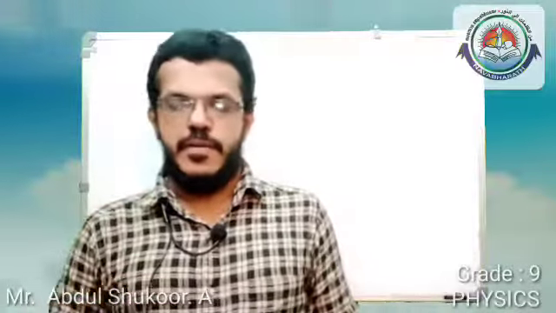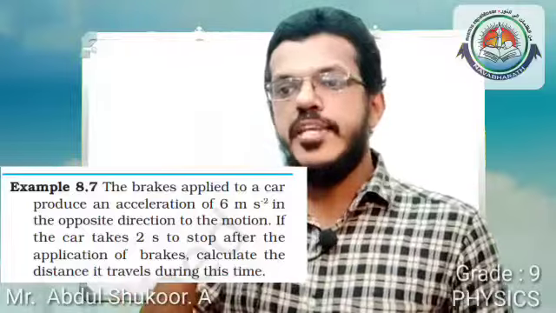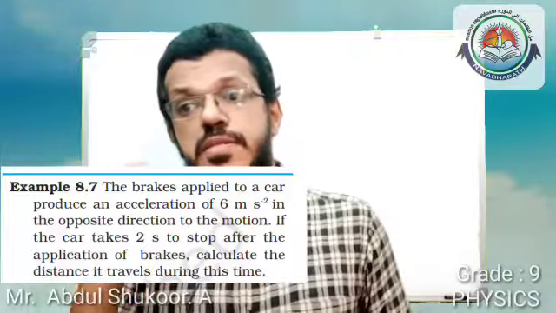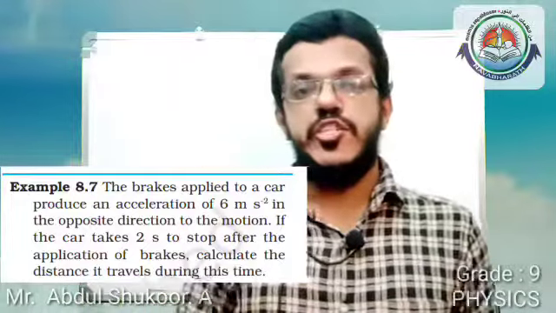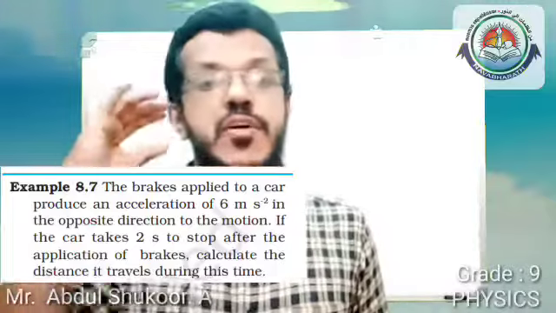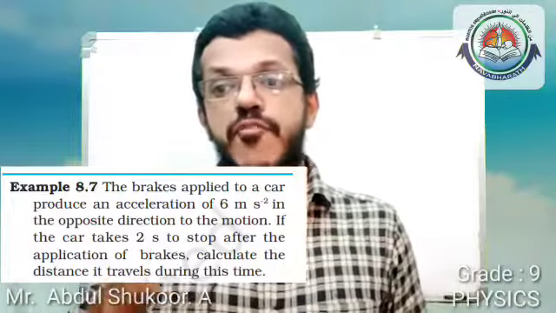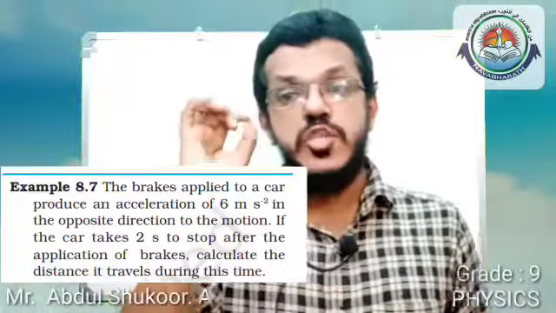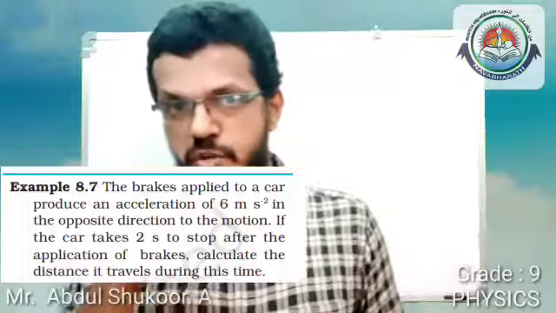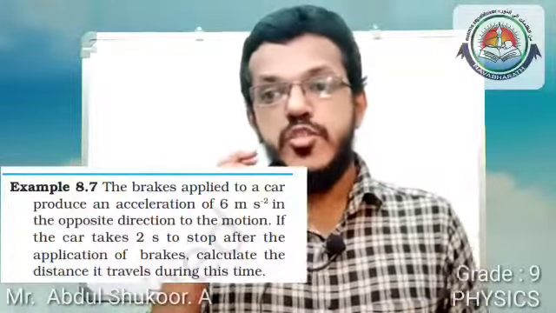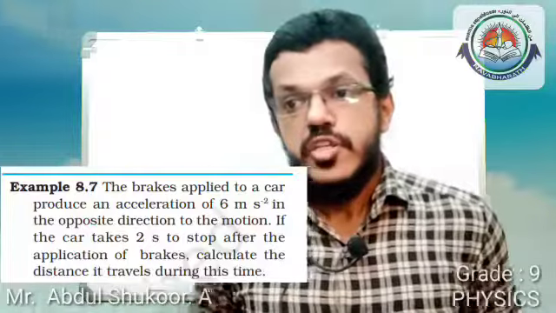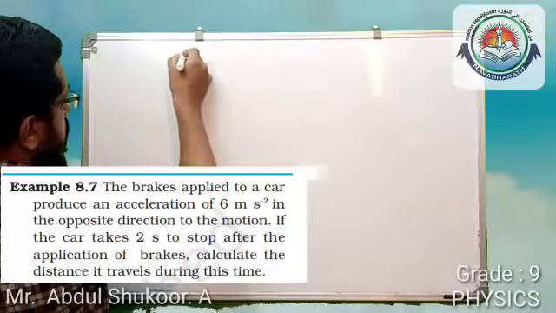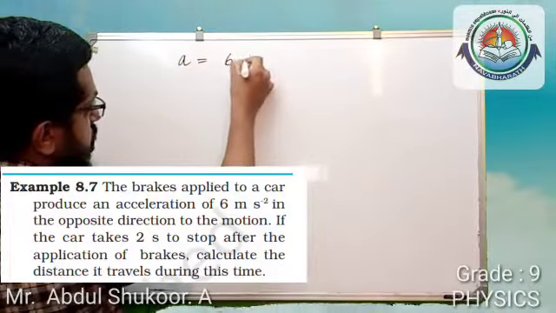Okay, the third question: the brakes applied to a car produce an acceleration of 6 meter per second square in the opposite direction to the motion. If the car takes 2 seconds to stop after application of brakes, calculate the distance travelled during this time. This is the question. The brakes applied to a car produce an acceleration of 6 meter per second square. What are the values given? That is acceleration, 6 meter per second square.